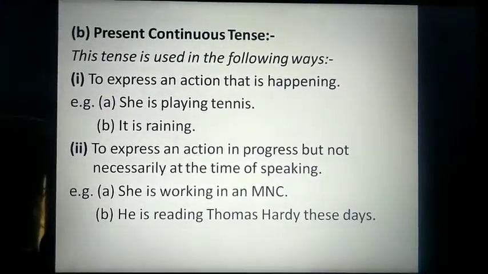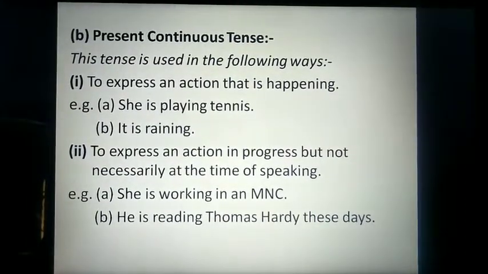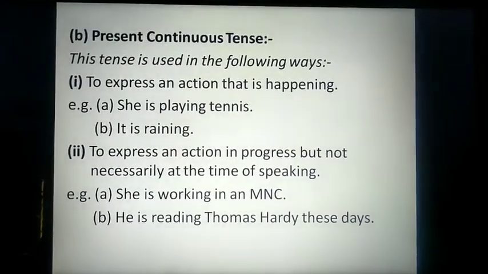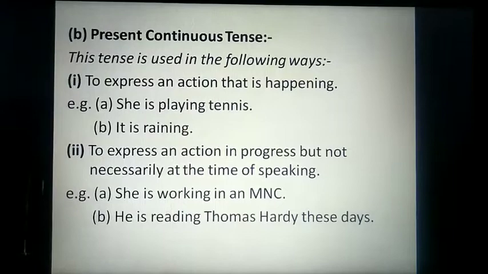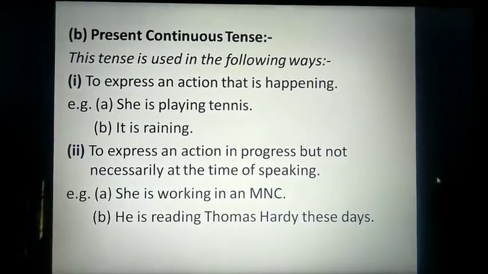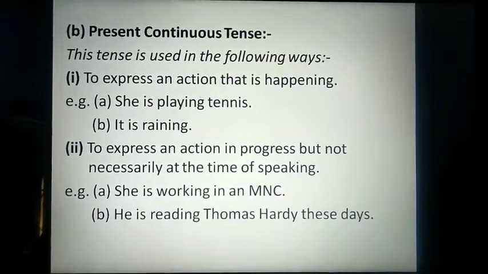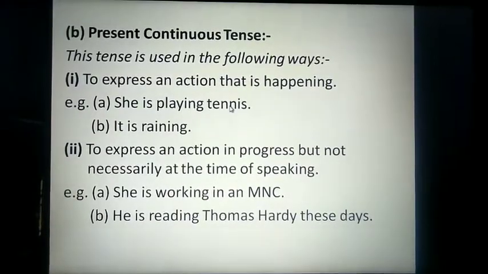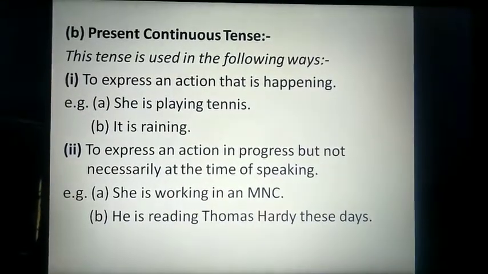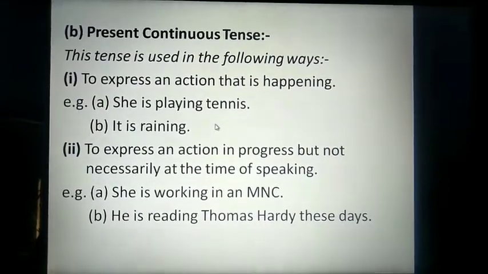Next form is present continuous tense. So this tense is used in what ways? Let us see. First, to express an action that is happening. See, from the word continuous we can make out that it is something which is going on. So it will be easy for us to understand. So the first way is to express an action that is happening. She is playing tennis. That means the girl is playing at that particular time. It is raining. So the action is happening.